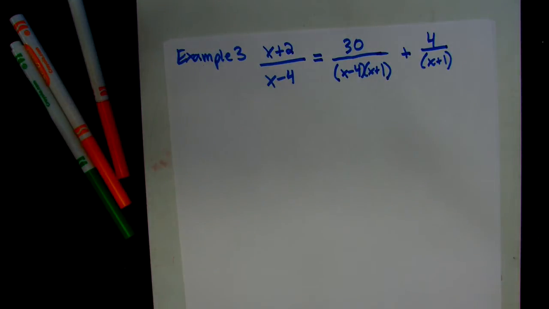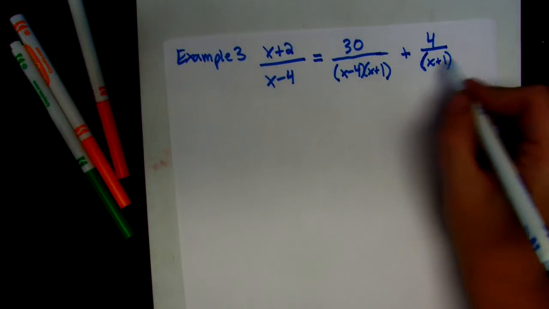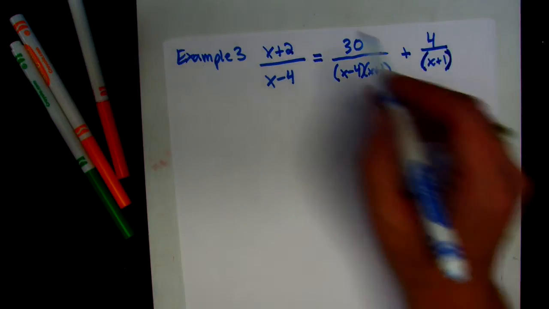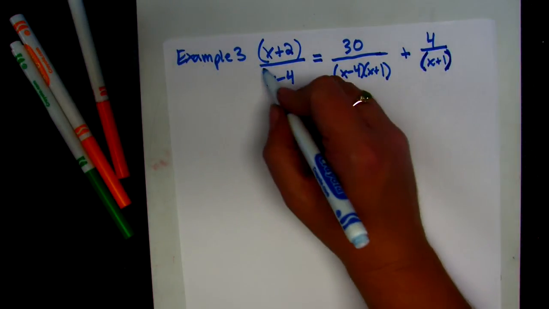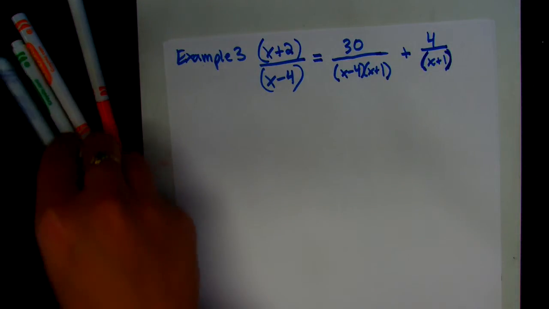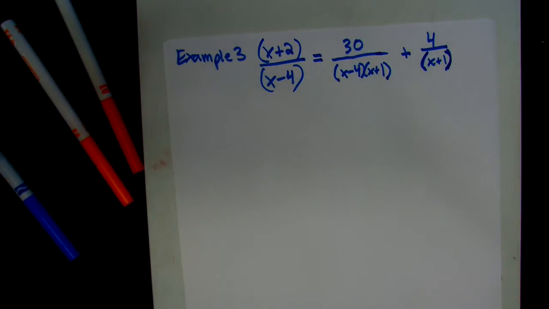Okay, so first thing that we do, let's put some parentheses. This x plus 1 actually did not have parentheses on it, but I went ahead and added them because it's just natural for me. This x plus 2 needs parentheses, and this x minus 4 needs parentheses. All right, so now we're looking for a common denominator, right? So the common denominator for this equation would be (x - 4)(x + 1). That is the most common denominator.